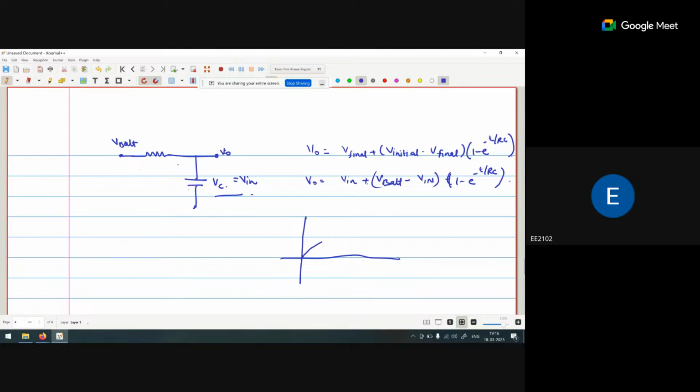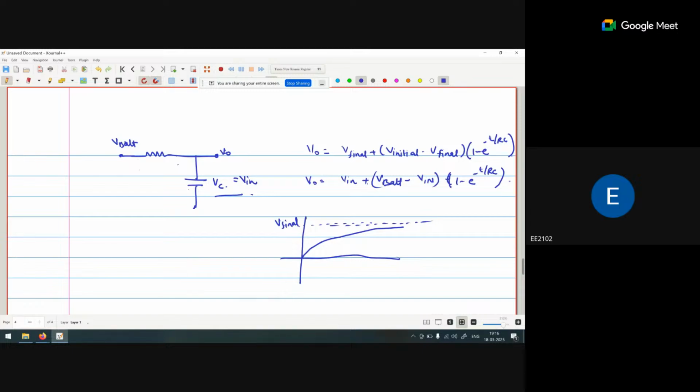So initially they have the constant voltage. After that, the voltage will be increased. So this is my final voltage, V final. Okay. So this time constant will decide how much time it will take to charge, or whether I can use this capacitor as a battery or not.